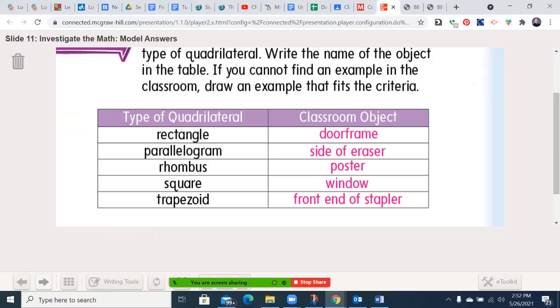Some example objects: a rectangle might be the door frame or a smart board. A parallelogram, that means both opposite sides are congruent and parallel. A rhombus means it's a parallelogram with 4 sides congruent. Could be a poster. A square, an example of a square could be a window, and the front end of a stapler could be an example of a trapezoid.